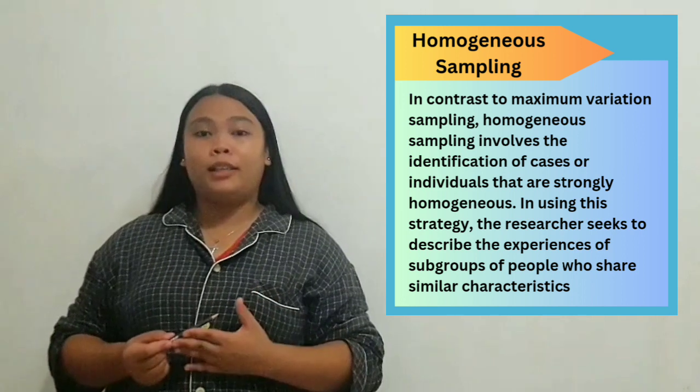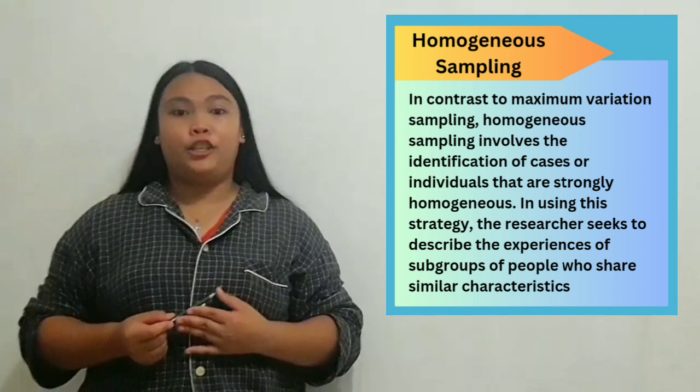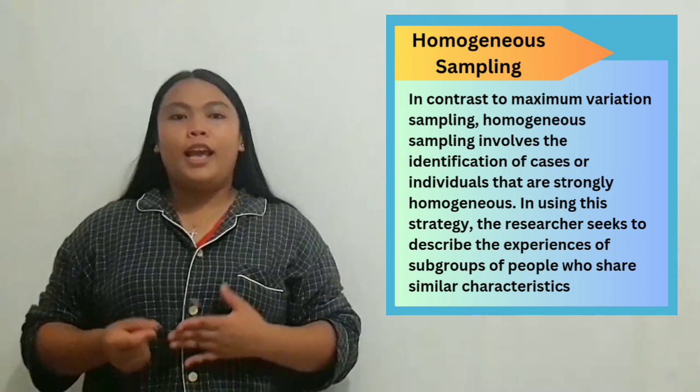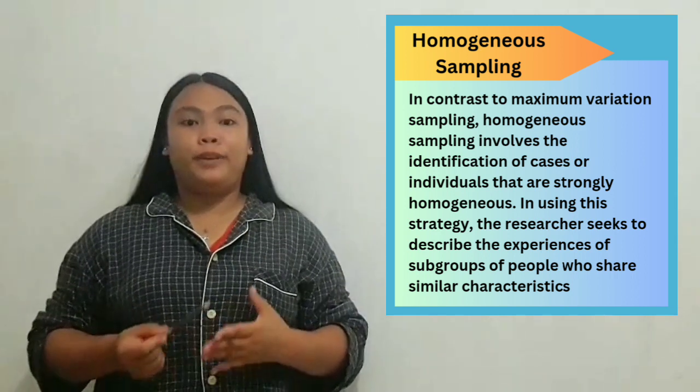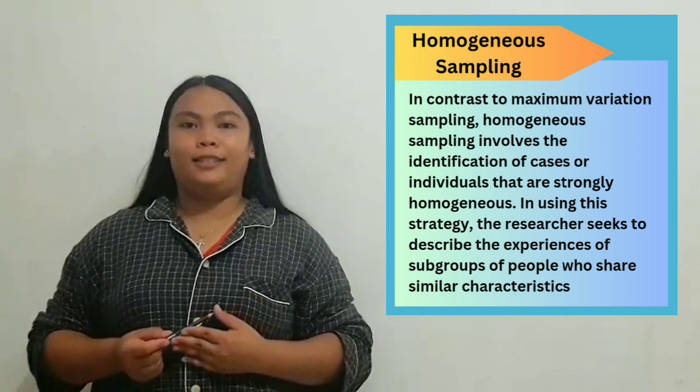The fourth one is homogeneous sampling. In contrast to maximum variation sampling, homogeneous sampling involves the identification of cases or individuals that are strongly homogeneous. In using this strategy, the researcher seeks to describe the experiences of subgroups of people who share similar characteristics. For example, people in a homogeneous sample might share the same age, location, or employment.